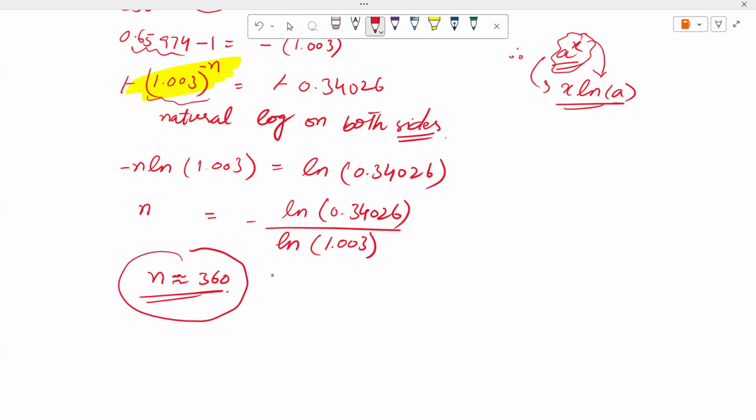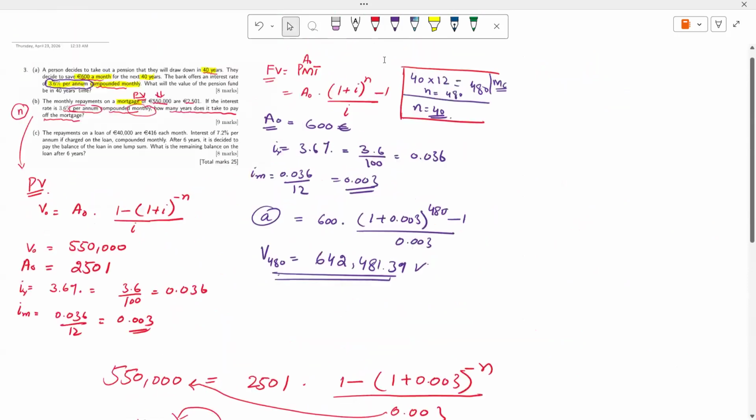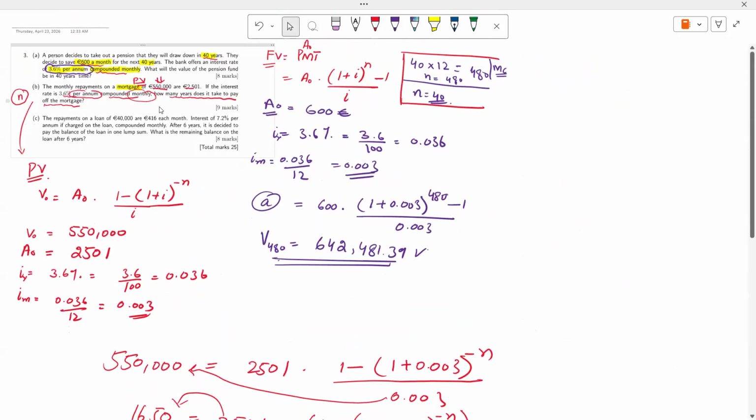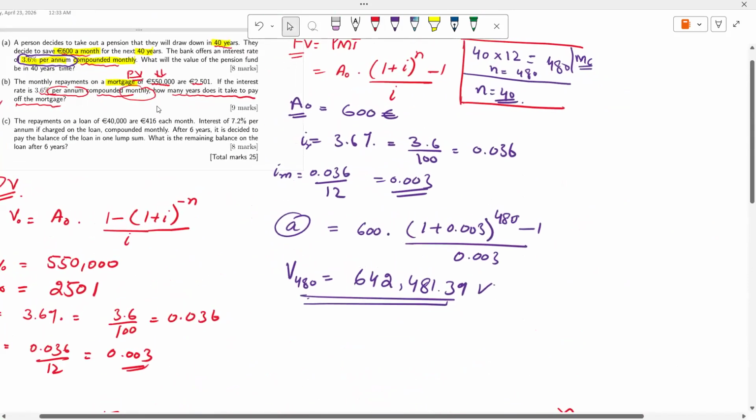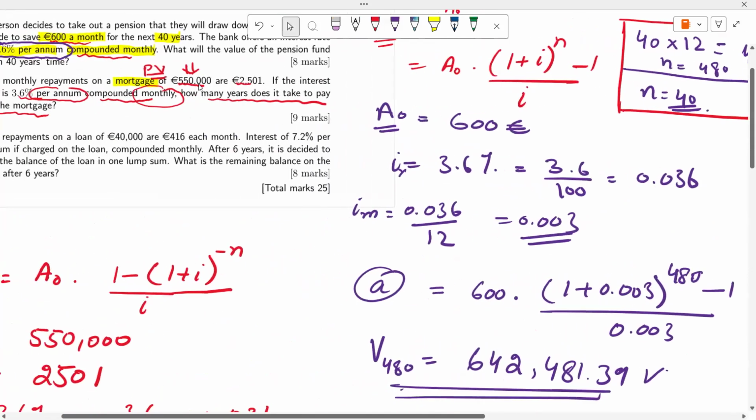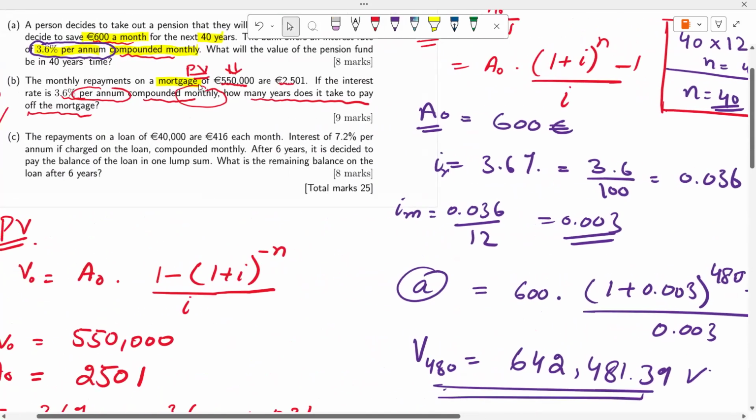Now, this 360 is in months, and you need to answer in years. To convert 360 months into years, I divide this number by 12, and my answer would be 30 years, right? So I'll pay this mortgage of 550,000 euros in the next 30 years if I pay 2,501 every month at a rate of 3.6 percent per annum, right?